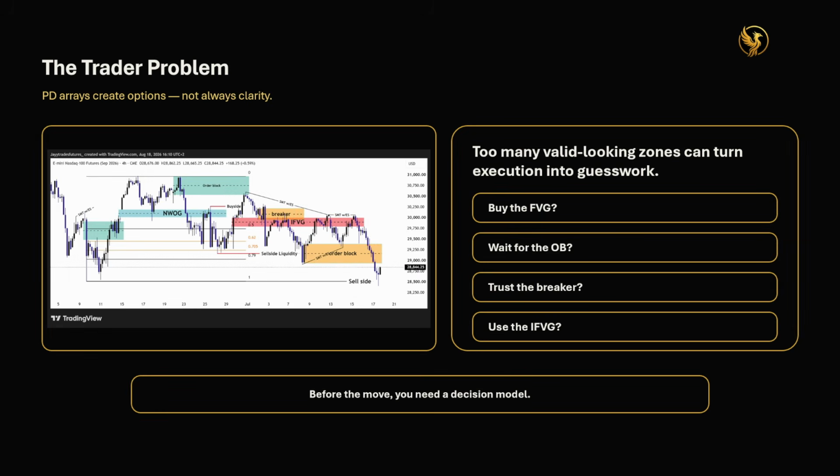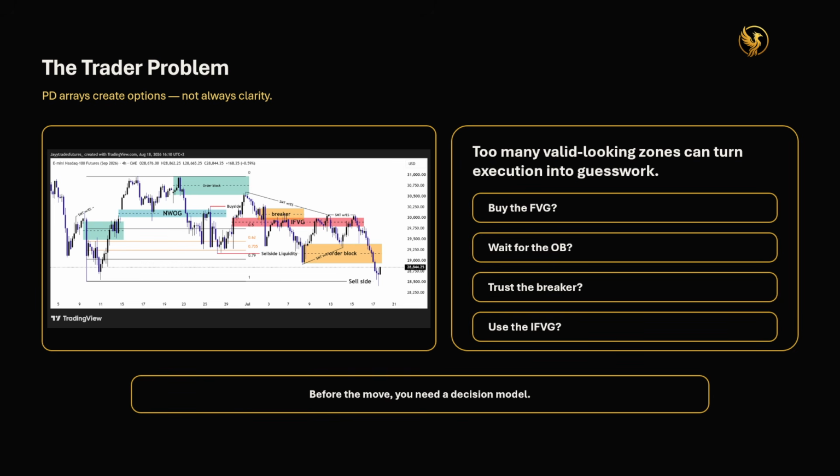So let's begin with the problem most traders eventually experience. You open the chart and identify a fair value gap. Underneath that, you find an order block. Then you notice a breaker. Then you have your inversion fair value gap. Then you have buy side and sell side liquidity. You have your new week opening gaps, OTE, etc. Sequential SMT here, regular SMT here, time cycles here and there. This and that, this and that. Every one of these areas can appear technically valid, right? Especially in hindsight. Trust me, I've been there myself.